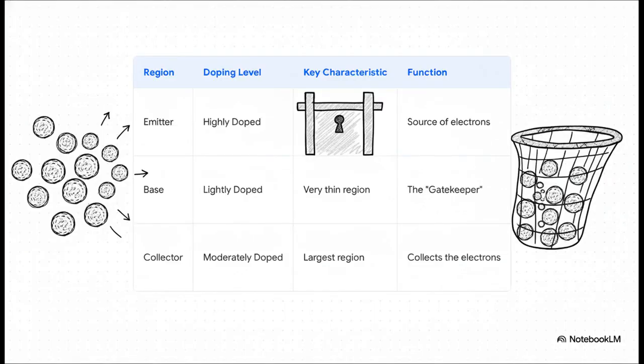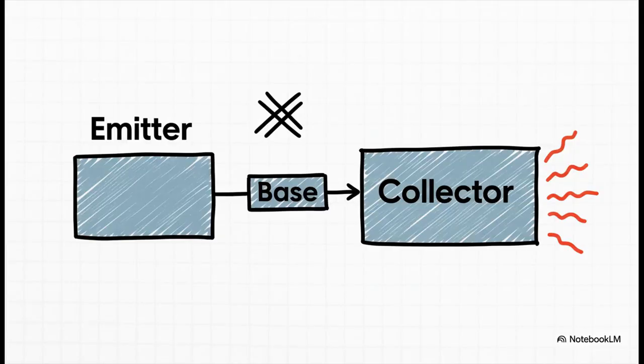All right, so here are the three parts, and each one has a very specific job. First up, you've got the emitter. It's highly doped, which is just a sciencey way of saying it's packed full of electrons, just waiting to be released. Then, in the middle, we have the base. This is our gatekeeper. It's super thin and only lightly doped, meaning it doesn't have many free electrons. And finally, there's the collector. It's the biggest part of the three, and its job is simple, to collect all the electrons that manage to get past the base.